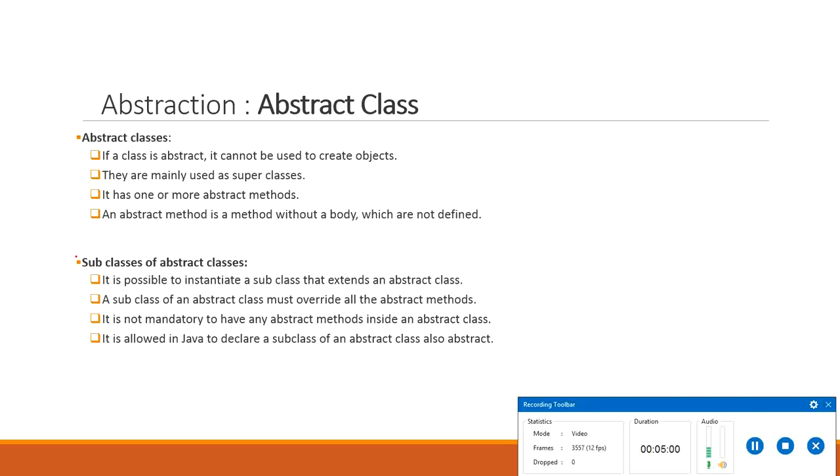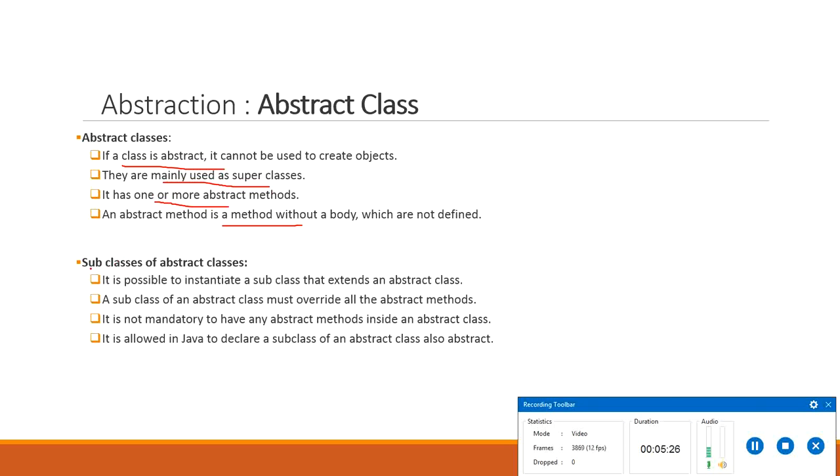And the subclasses of the abstract classes. So now, if a class is abstract, the first and important point is it cannot be used to create objects. They are mainly used as parent classes. An abstract class can have more than one abstract method. An abstract method is a method without a body, which is not defined.